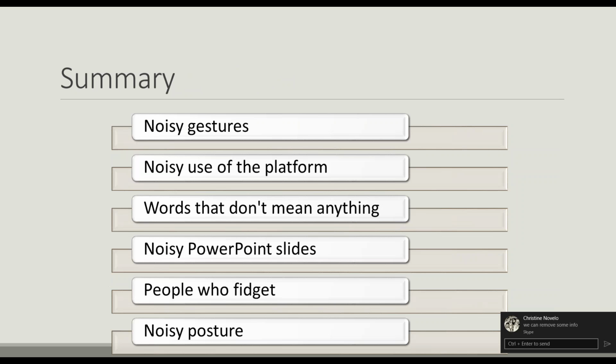So just remember, even if you just focus on 2 or 3 of these things, you can eliminate your noise, be more confident, more clear, and more effective when you present to a group of people.